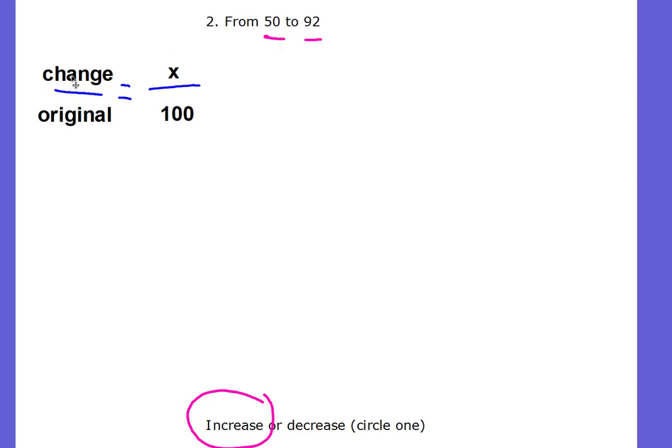So I'm going to be using the same exact proportion because I'm looking for the percent. So the first thing I need to look for is the amount of change. How much did it change from 50 to 92? Remember that we do that by finding the difference. That means that we are going to be subtracting 92 minus 50. Go ahead and find that change. That change should have been 42, so that is our numerator.